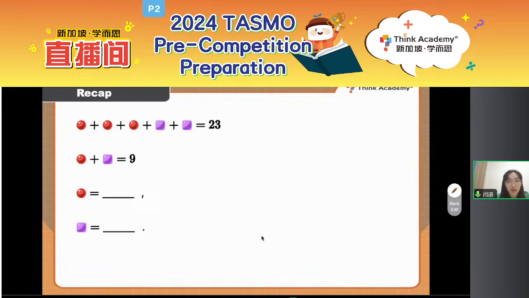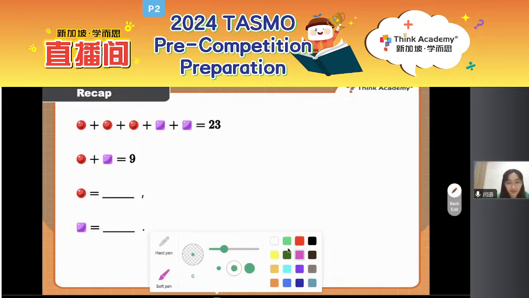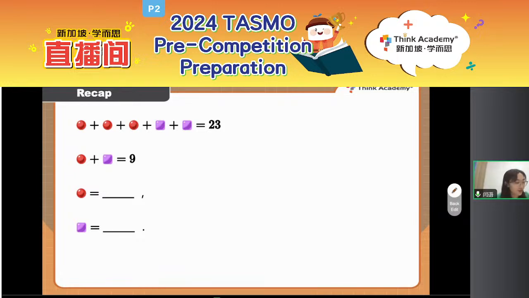So next one. Again, circle, circle, circle, square, square equals 23. Circle, square equals 9. So what is the value of circle? What is the value of square? Again, 20 seconds for you. 10, 9, 8, 7, 6, 5, 4, 3, 2, 1. Okay, great.